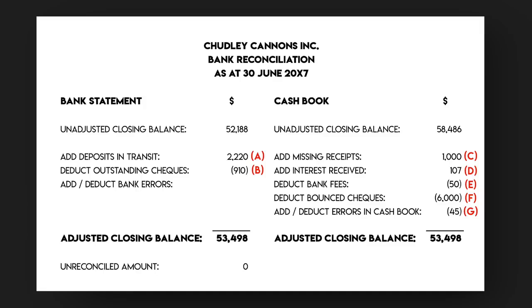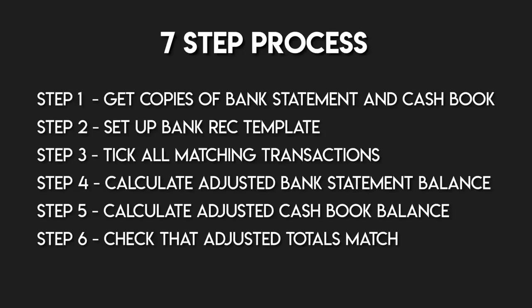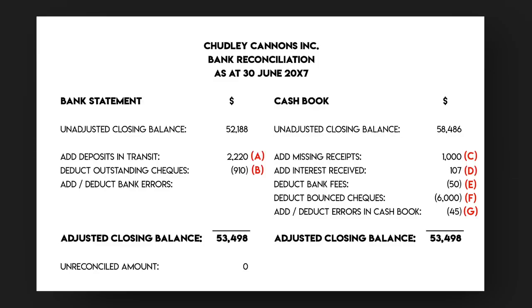And that also means that we've completed step 6, check that the adjusted totals match each other. In order to complete the bank reconciliation, it's critical that the adjusted bank balance matches the adjusted cash book balance exactly. That proves that we've recorded all of the cash transactions in the general ledger. And what we've worked out here is our true cash balance of $53,498.